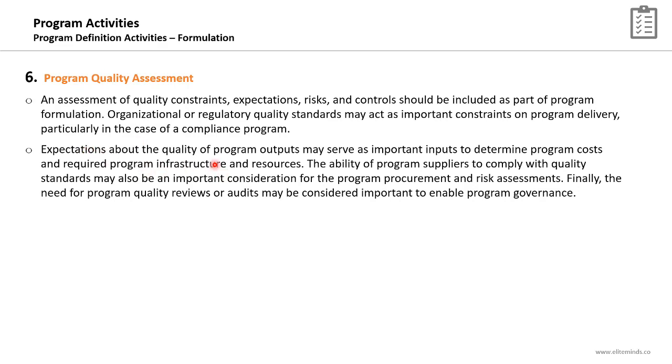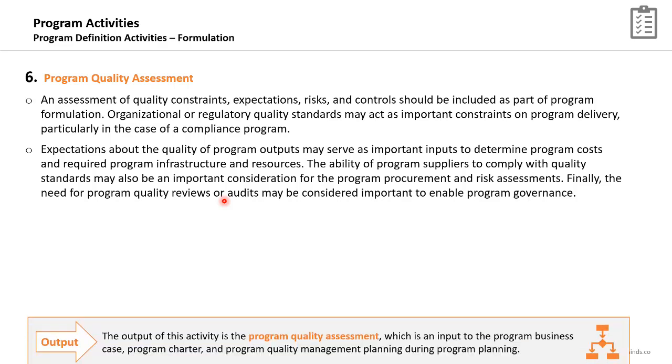Expectations about the quality of program outputs may serve as important inputs to determine program costs and required program infrastructure and resources. The ability of program suppliers to comply with the quality standards may also be an important consideration for the program procurement and for the risk assessments. Finally, the need for program quality reviews or audits may be considered important to enable the program governance.